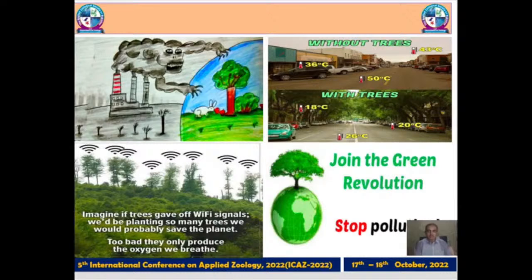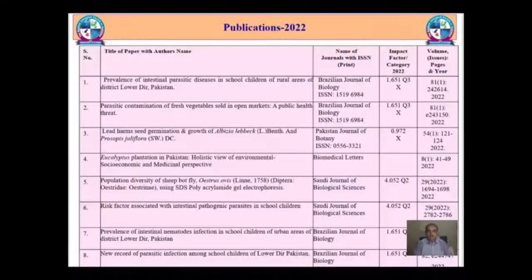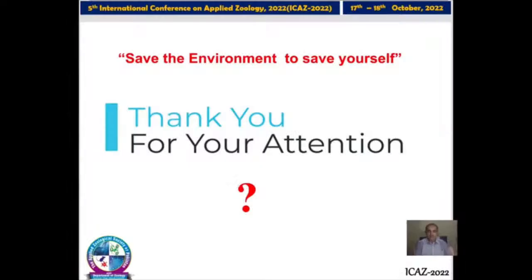Here you can see the different certificates which our university has obtained from the UI GreenMetric, and in the second portion, the certificates are regarding the Research Productivity Award, which I obtained from the Pakistan Council of Science and Technology during 2012 and 2011. These are the publications of 2022 in different international peer-reviewed journals. It means that I have been playing my role regarding the environment. So save the environment to save yourself. Thank you for your attention.